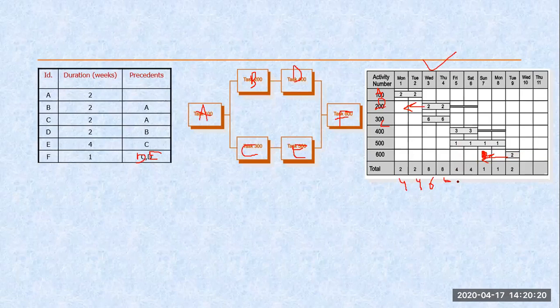So if I am able to do it like this, here I need 4 resources, here I need 4 resources, here I need 3 resources, and here I need 1 resource. So if I see the graph, my graph becomes this way. So this is the appropriate graph for my project.